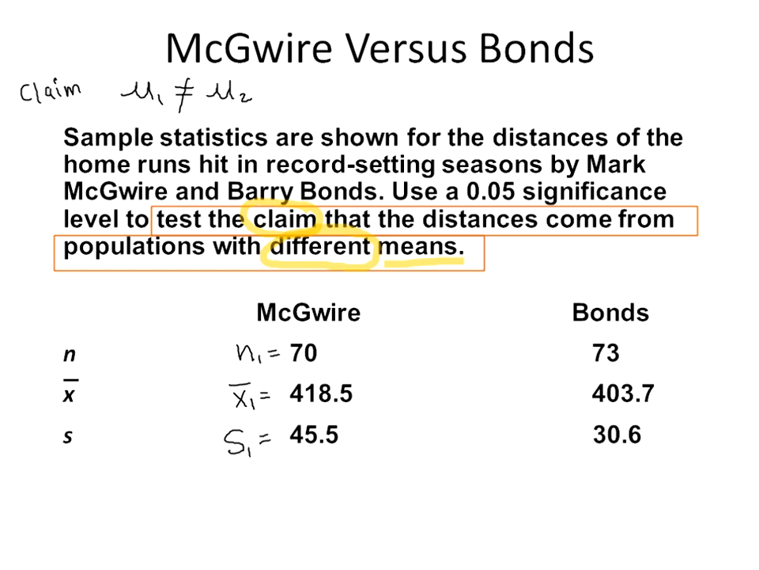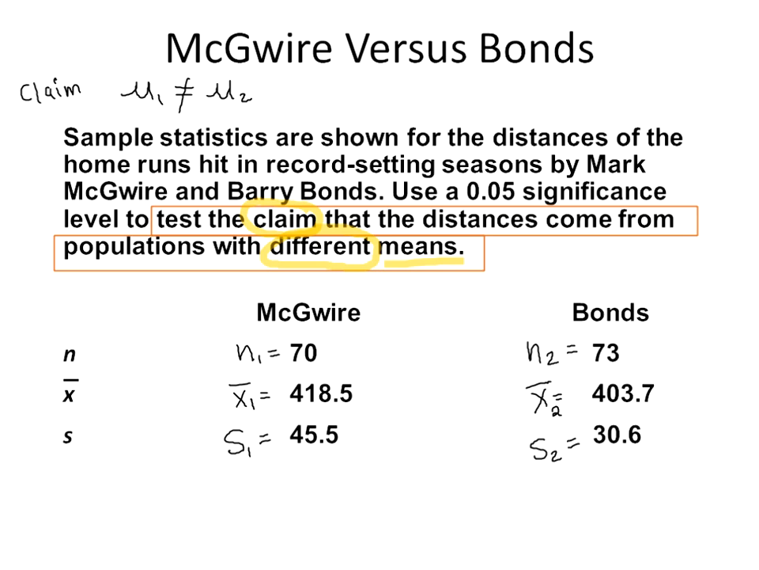And so our standard deviation is 45.5. Now these are measurements, again, they're coming from that sample. And Barry Bonds, we have 73 hits. So our sample size is 73. And this sample mean is 403.7. So the average distance for the 73 hits by Barry Bonds, that was 403.7 feet. And then our standard deviation is 30.6.